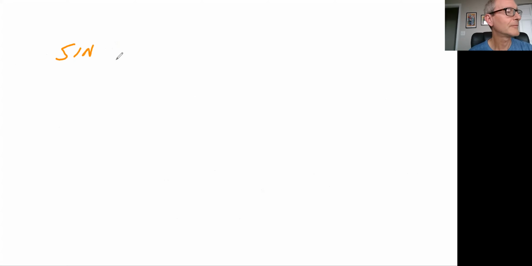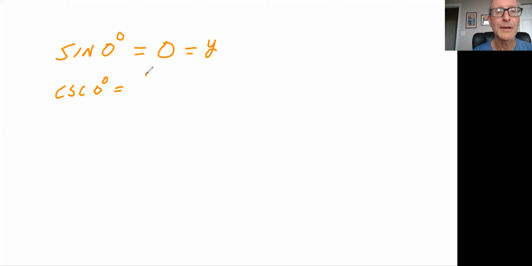So if we look at sine of 0 degrees. Well, sine of 0 degrees is 0 when you look at that. And so if you think about it, what is cosecant of 0 degrees? Well, remember, this is the y value, right? And this is 1 over y. And so what happens? Can't divide by 0. So this is what we call undefined.